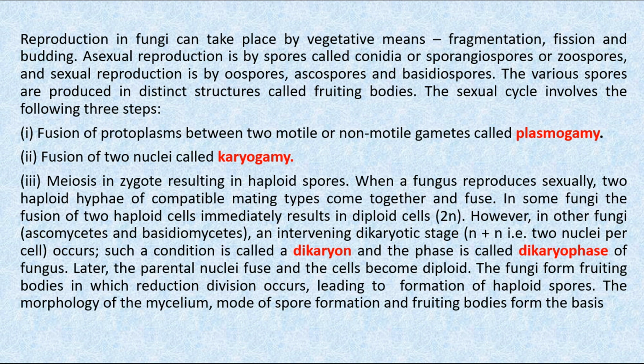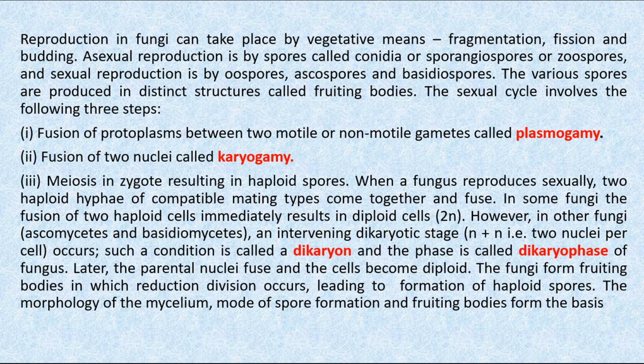The sexual cycle involves the following three steps. 1. Fusion of protoplasms between two motile or non-motile gametes, called plasmogamy. 2. Fusion of two nuclei, called karyogamy. 3. Meiosis in zygote resulting in haploid spores. When a fungus reproduces sexually, two haploid hyphae of compatible mating types come together and fuse. In some fungi, the fusion of two haploid cells immediately results in diploid cells, 2n.